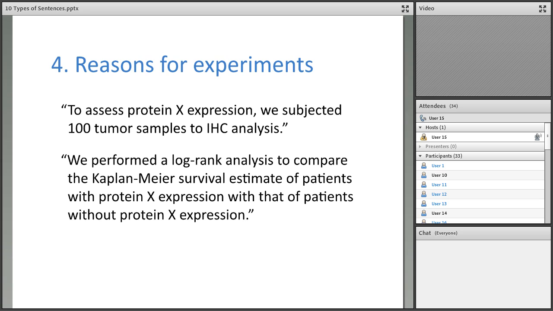So some very straightforward examples here. So to assess protein X expression, we subjected 100 tumor samples to IHC analysis. We performed a log-rank analysis to compare the Kaplan-Meier survival estimate of patients with protein X expression with that of patients without protein X expression.